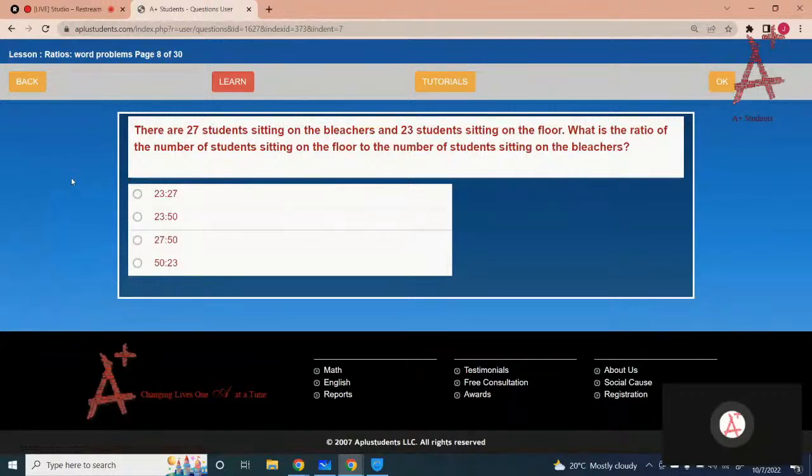Okay, there are 27 students sitting on the bleachers and 23 students sitting on the floor. What is the ratio of the number of students sitting on the floor to the number of students sitting on the bleachers? So the number of students sitting on the floor is 23 and the number of students sitting on the bleachers is 27. So which is the correct option?